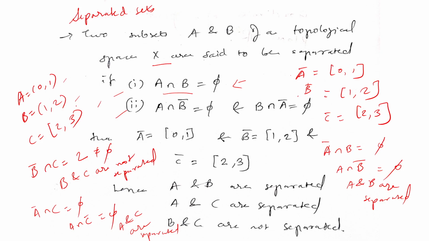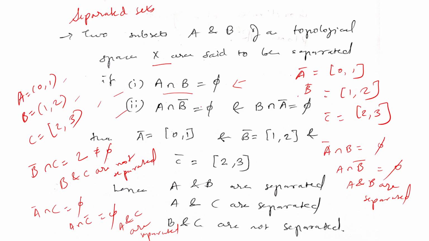Similarly, we can check for B and C. What we'll get for B closure intersection C will be 2, right? It is non-empty. Hence B and C are not separated. Clear. Now let's check for A and C. A closure intersection C is empty and A intersection C closure is empty. So A and C are separated sets here.